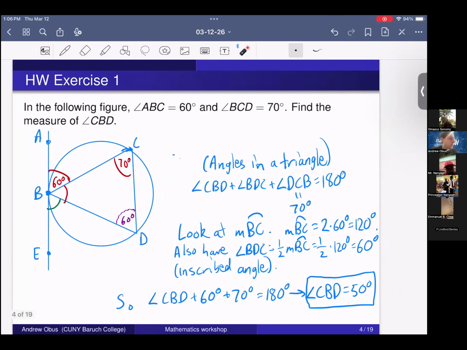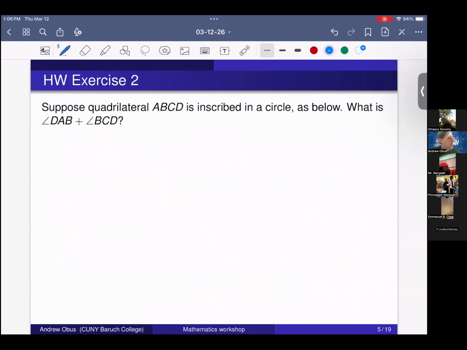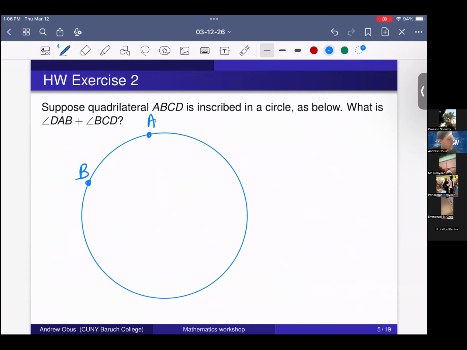Okay, let's move on. Homework exercise 2. Suppose that we have a quadrilateral ABCD inscribed in a circle. So I'm going to draw A, B, C, and D here. This is just an arbitrary quadrilateral. I'm not claiming that it's a square or a trapezoid or anything like that. And we want to know what is angle DAB plus angle BCD.